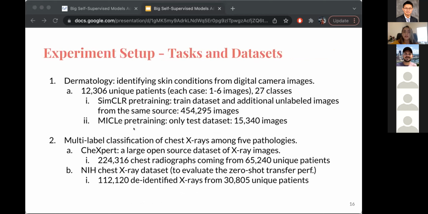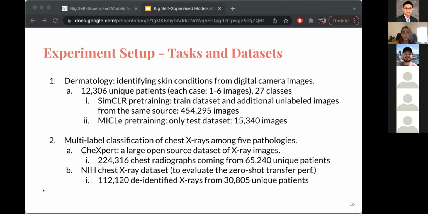And they are applying this to two different data sets. One is a dermatology data set, and the other one is the X-ray data set. For the dermatology data set, they have 12,000 unique patients, and each case has 1 to 6 images. In total, they have 27 classes. Actually, they have 419 unique condition labels, but they took the most common 26 and classified the others as other, so that they have 27 classes.